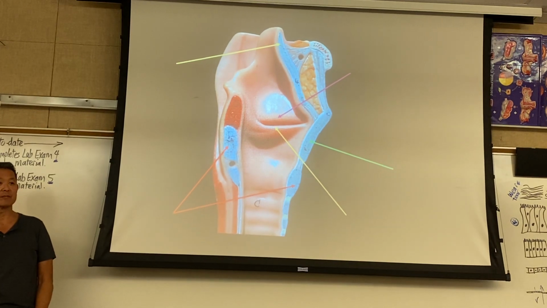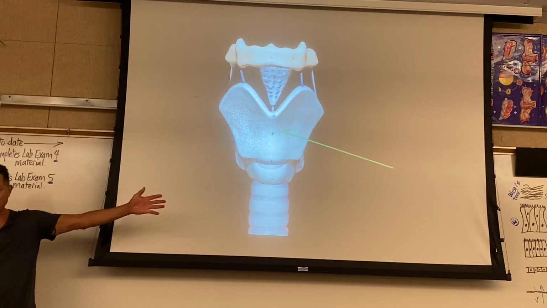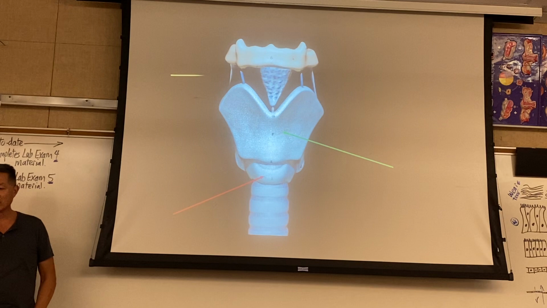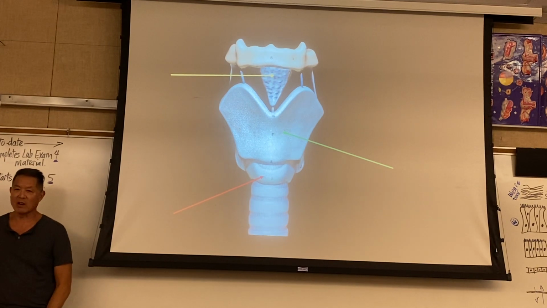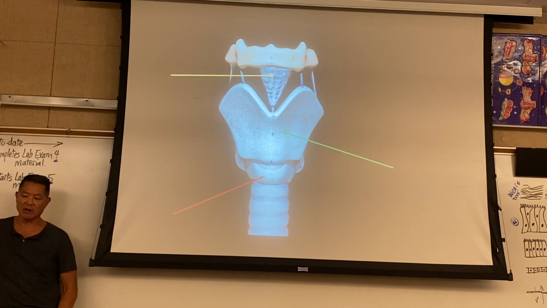Everybody got these? Yes. All right, there's two large larynx on top of the cart, one without muscles, this one, and one with muscles. Here's the three major cartilages. Green is thyroid cartilage, red is cricoid cartilage, yellow is epiglottis.